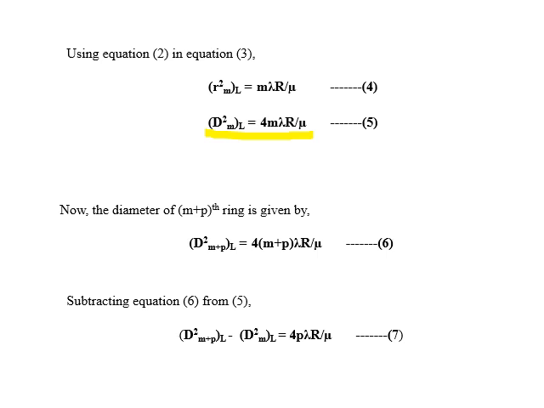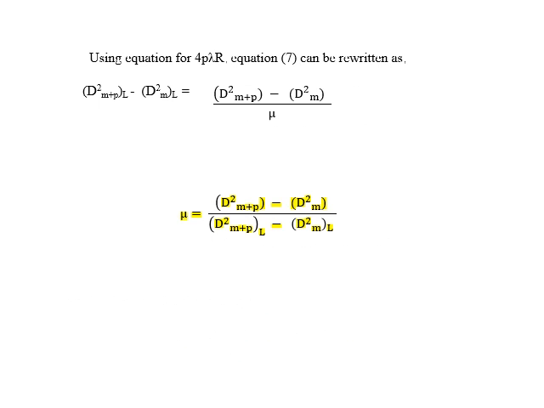Here we have written L, meaning we are talking about the Newton's ring pattern in the liquid medium. Now the diameter of the m plus p ring, this we have taken for the m ring. Now for another ring, consider it is the m plus p ring, then d square m plus p is equal to 4(m+p) lambda R by mu. So by subtracting this equation, we will get this particular equation. And earlier we have calculated this value 4p lambda R, which is nothing but d square m plus p minus d square m. In earlier calculations we have seen this.